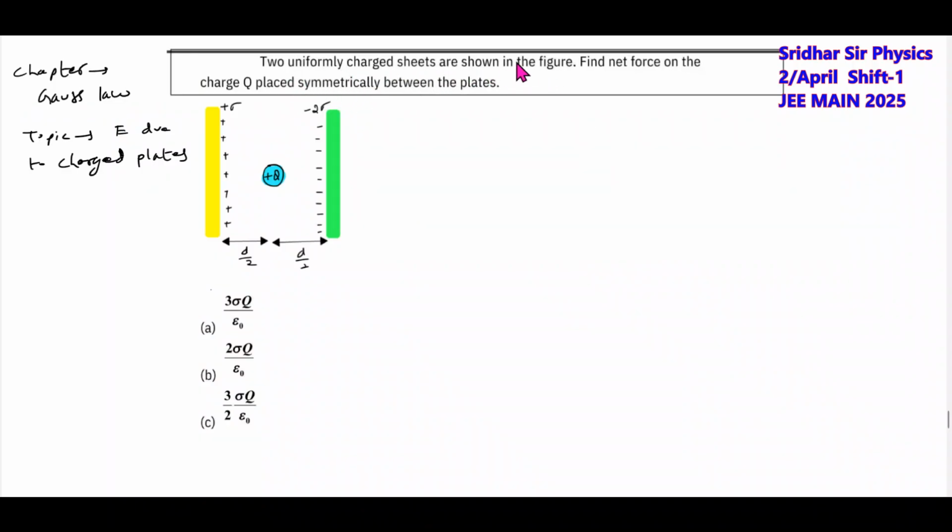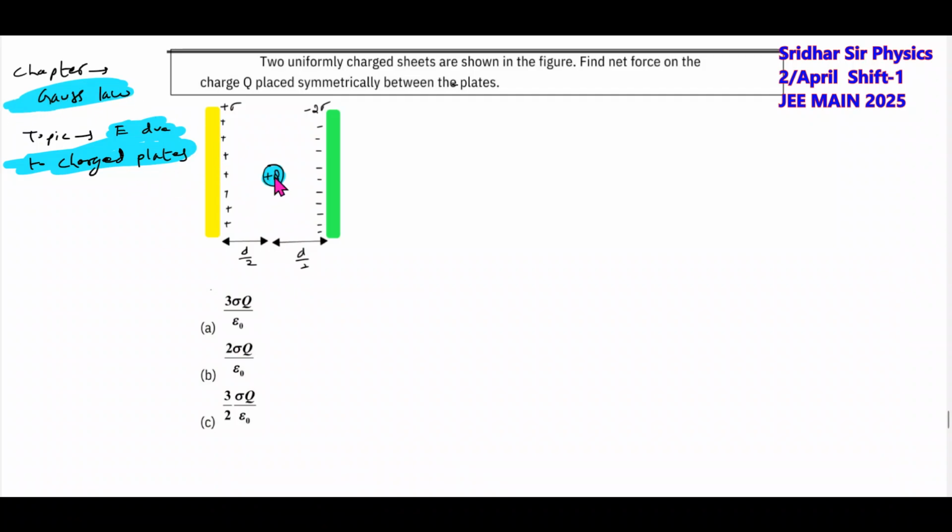Two uniformly charged sheets are shown in the figure. Find the net force on the charge Q placed symmetrically between the plates. So this is the topic: Gauss's law, electrostatics, and E due to the charged plates. The question is based on that.